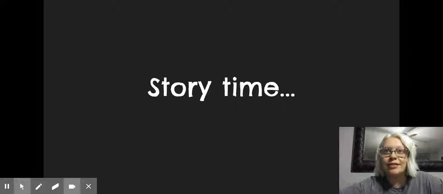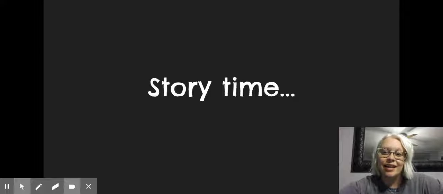For our math lesson this week, I want to get started with a story. So picture this. I'm in a store shopping and I come across a hat that I like. I really love to wear hats. And it's a red hat, and this red hat is $9. And I love the red hat.